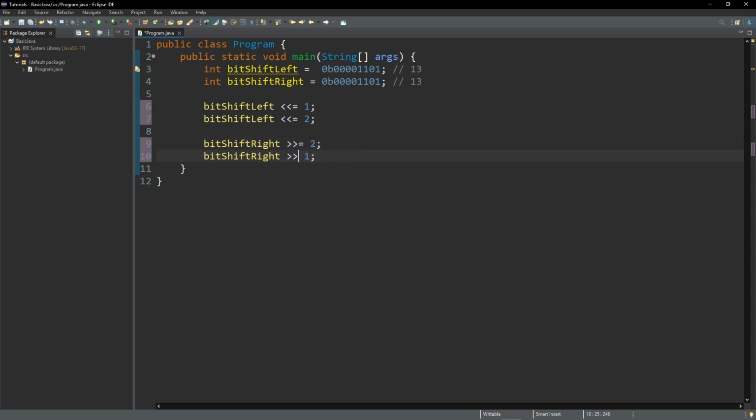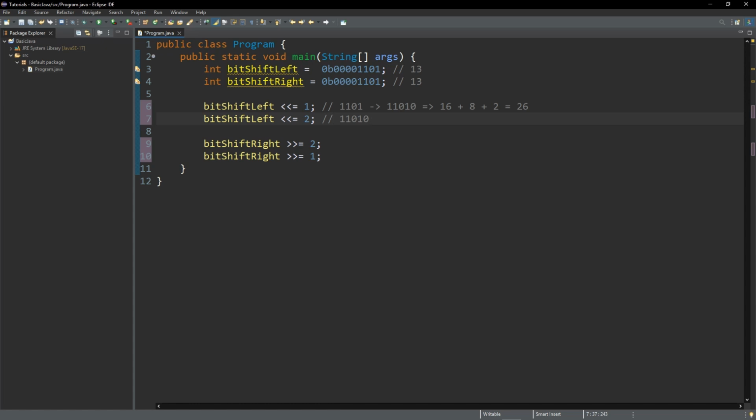And to the right. So what this is going to do is take this 1101 and shift it to the left, adding a 1. So it's going to be 11010. So now what's that? 16 plus 8 plus 2, which is equal to 26.